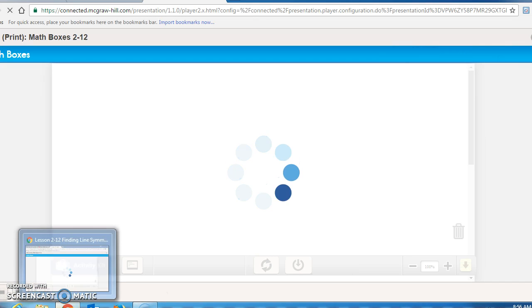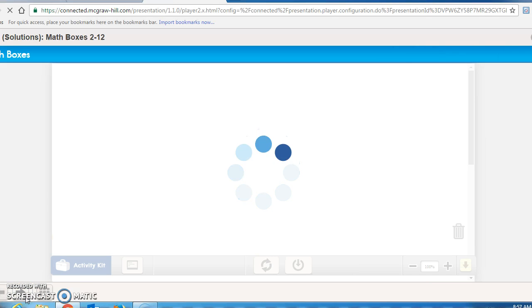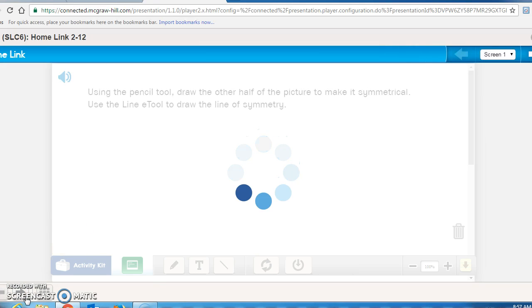I want you to go ahead and do the rest of Math Journal, page 62, and this is what we just did, and this is what it looks like. Pause the tape now and do that. When you're done, turn it back on. I want you to go to the answer key and correct that.